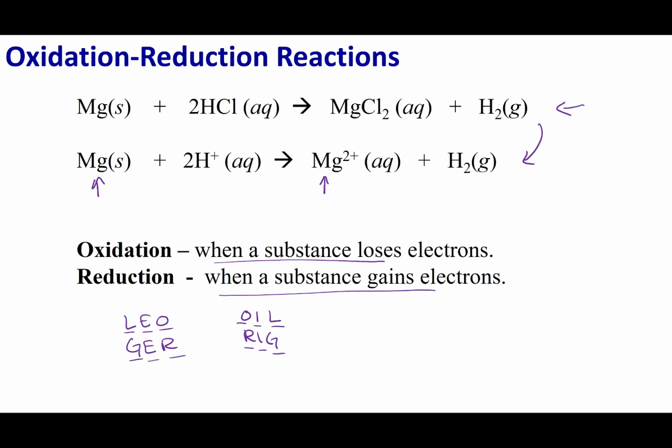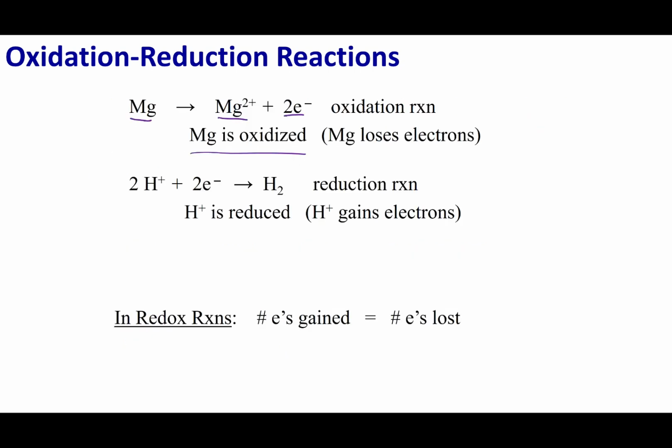We can also see this looking at hydrogen. Hydrogen has a +1 charge here, and it is neutral on the other side. So in this case, we started out with 2 hydrogen ions, we added 2 electrons, and I got the H2 molecule. Since it gained electrons, we say that H+ is reduced.